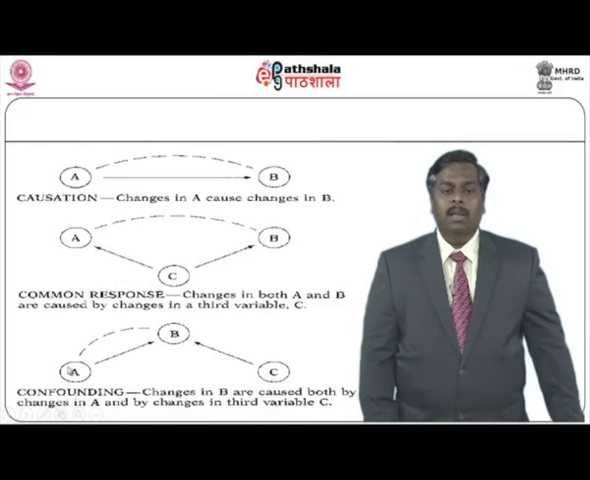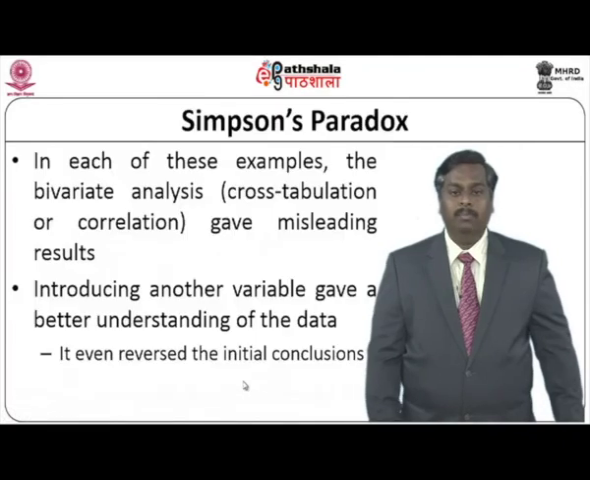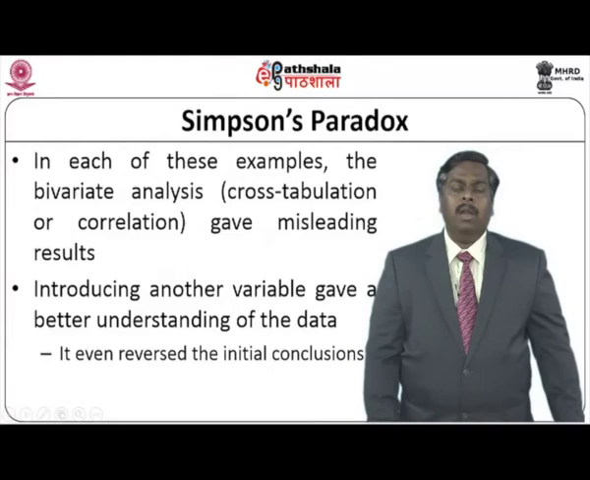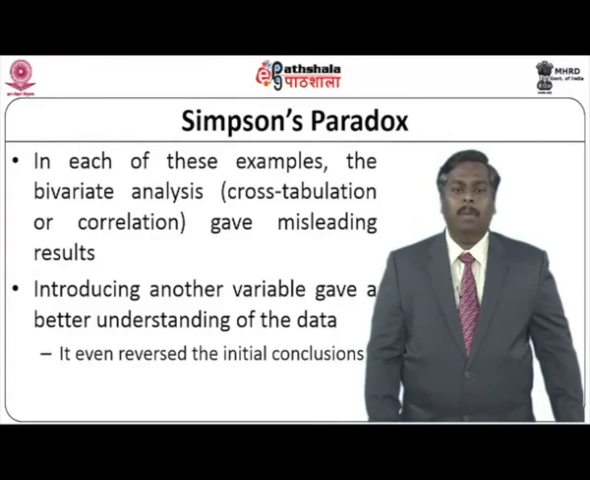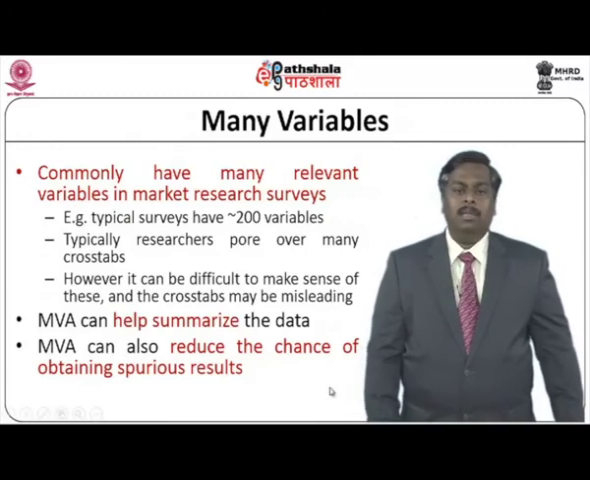So, we can model the entire scenario with respect to a third variable C and how it affects the other two variables. From this, what we can conclude is, when we are trying to do bivariate analysis or any analysis that involves a single attribute, we may have misleading results. So, in order to overcome this, we need to add a few more variables or attributes for the purpose of better understanding of the data. So, this results in multivariate analysis.